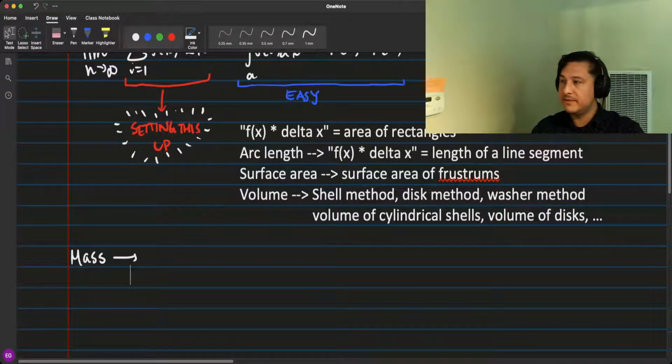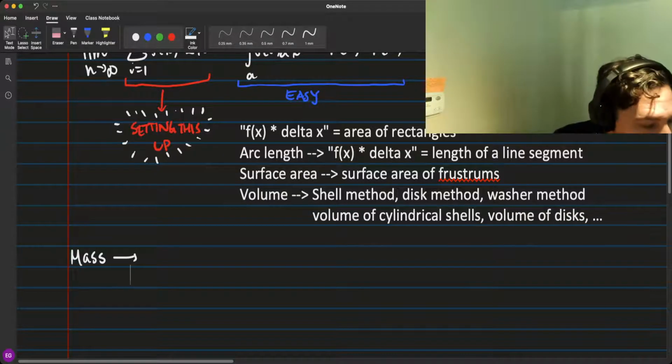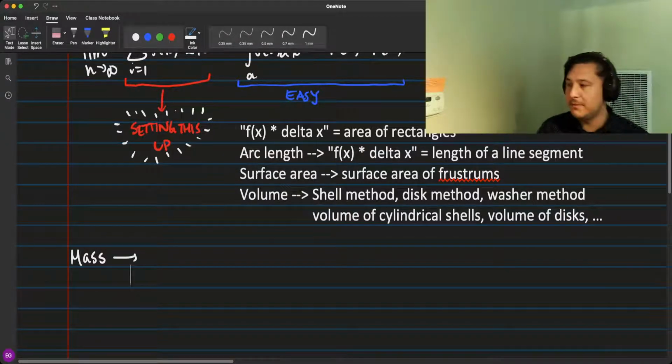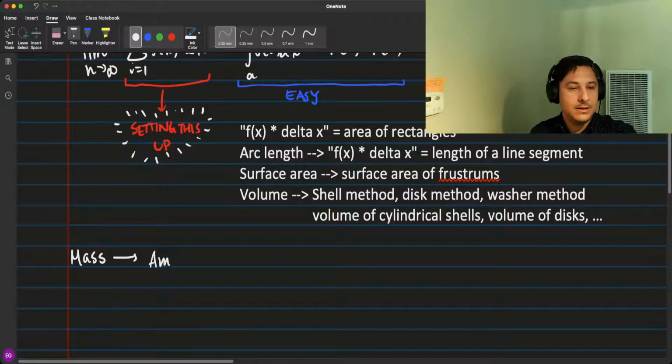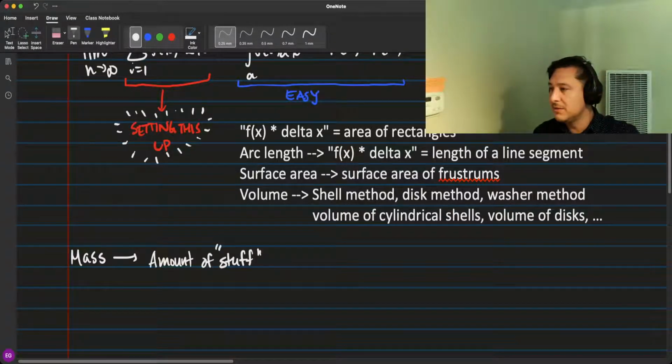We have some terms. When we talk about mass, you could call it a fundamental thing. It's the amount of stuff, like physical stuff, right? Not like volume or anything like that. So mass is different from volume.